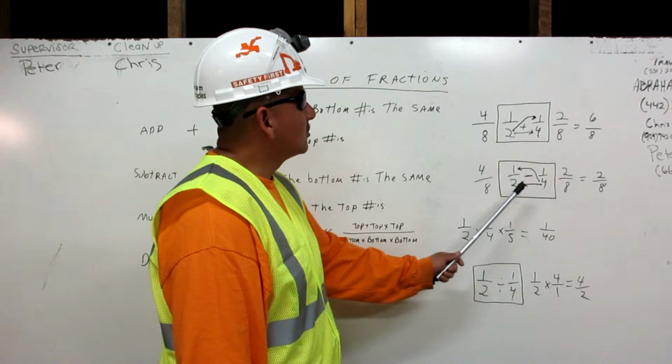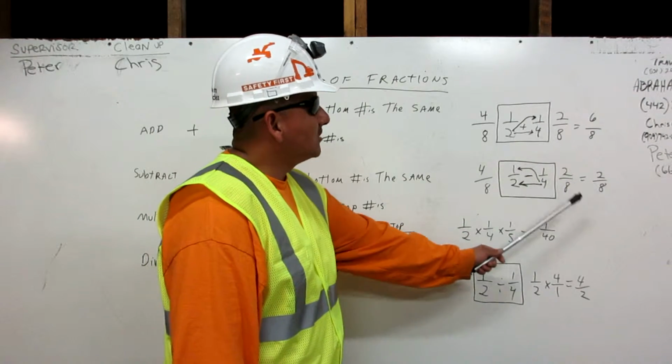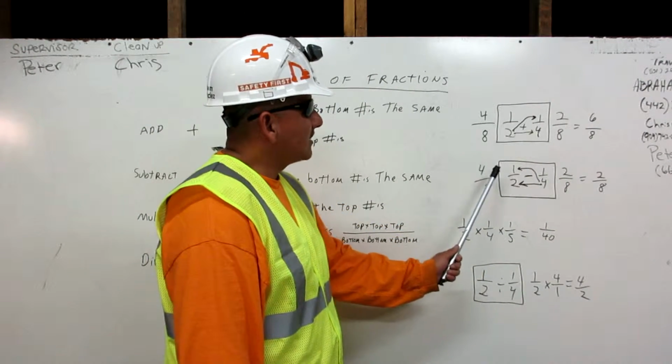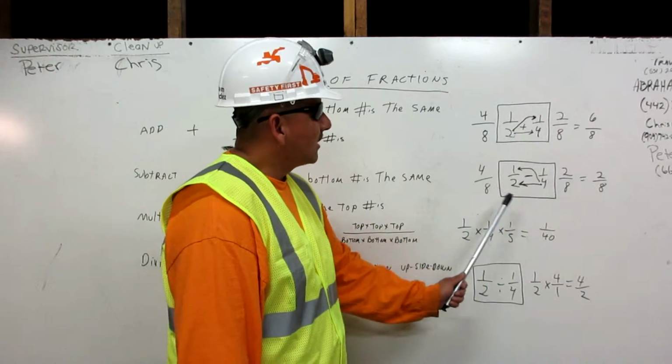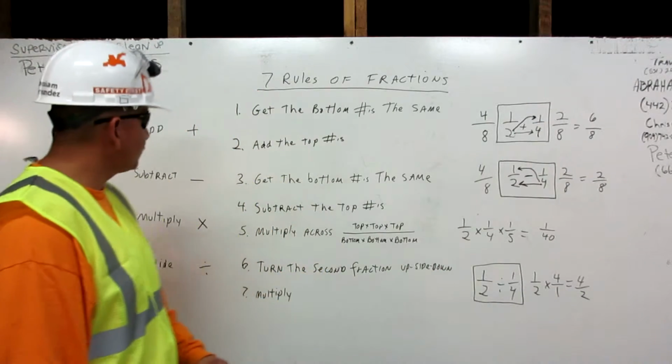4 times 1 is 4, 4 times 2 is 8, 2 times 1 is 2, and 2 times 4 is 8. And I subtract my top two numbers, 4 minus 2 is 2, carry the 8, so it's 2 8s. That is how you subtract all fractions.